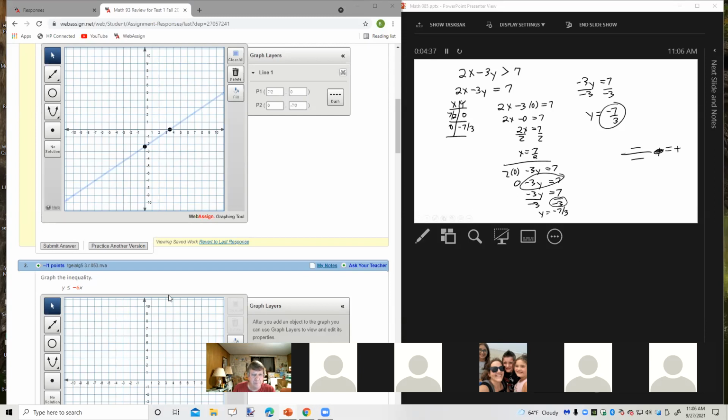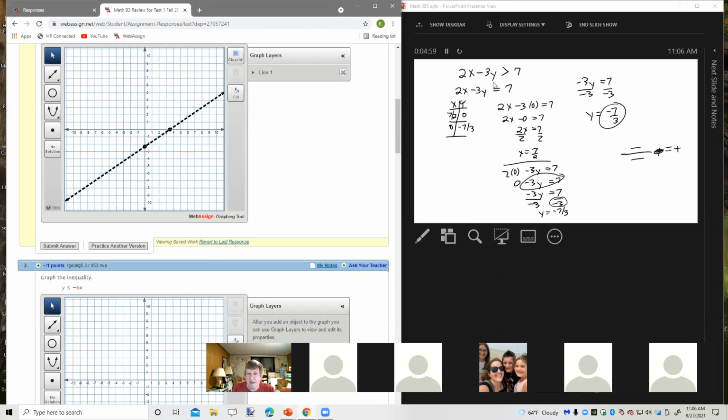Now, I went in and put my ordered pairs where I needed them. Notice I did not write -7/3 as -2.6 because that's not correct. But it doesn't include the equals, so I need to make it a dashed line.